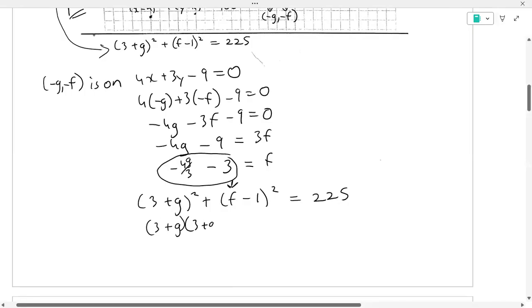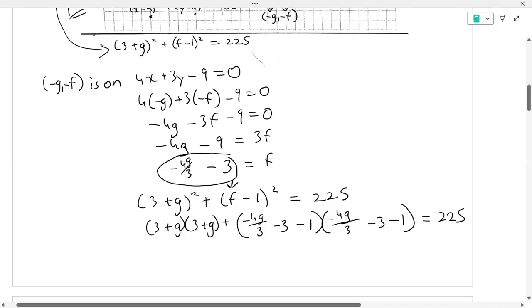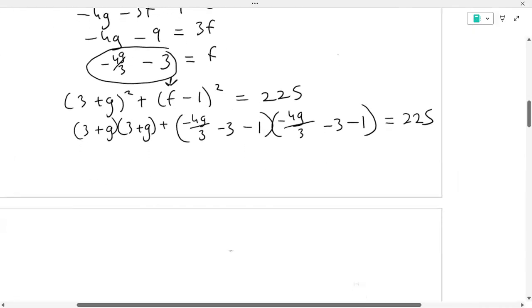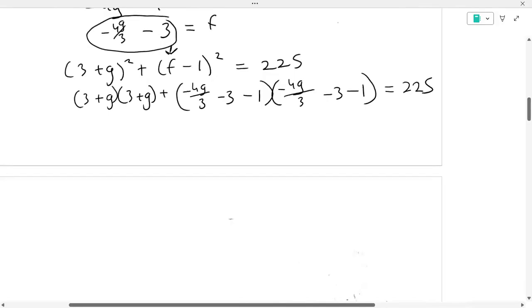I'm also going to just do the squared part. I think it will make it easier for later on. So minus 4g over 3 minus 3, that's going in the place of f, minus 1. And that's squared. So I'm literally just going to write it twice. And then it's 225. So this should just be a case of me solving for g, then going back to get f. And as soon as I have my f and g, I can fill it in to get the equation. So, multiplying out brackets.